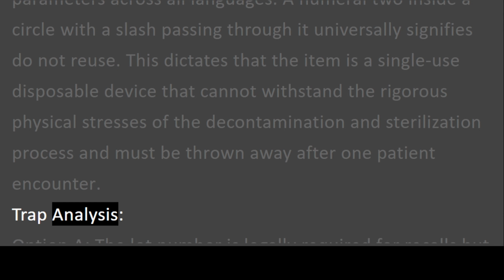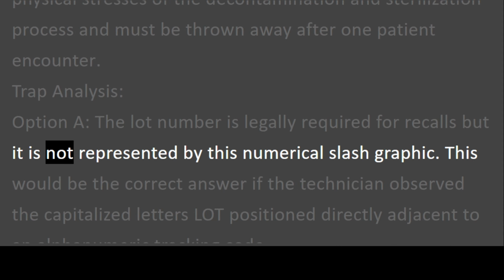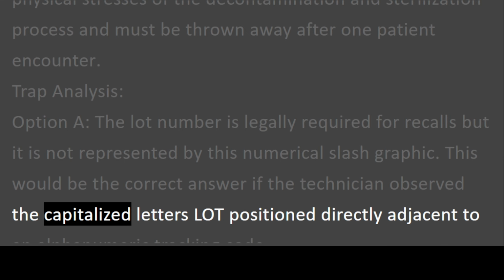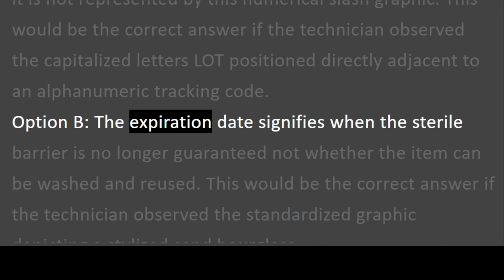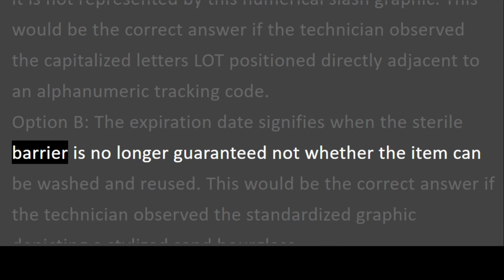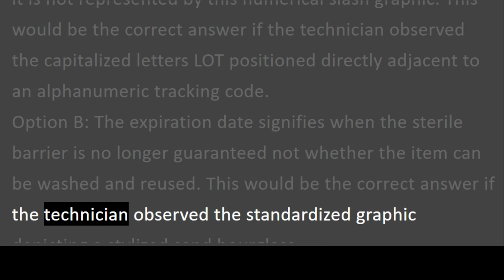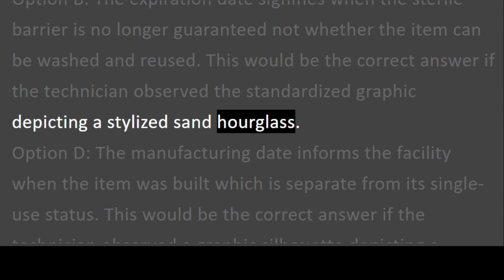Trap analysis. Option A. The lot number is legally required for recalls, but it is not represented by this numerical slash graphic. This would be the correct answer if the technician observed the capitalized letters LOT positioned directly adjacent to an alphanumeric tracking code. Option B. The expiration date signifies when the sterile barrier is no longer guaranteed, not whether the item can be washed and reused. This would be the correct answer if the technician observed the standardized graphic depicting a stylized sand hourglass.